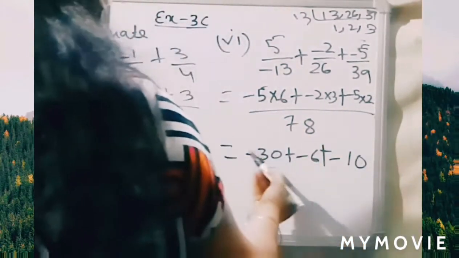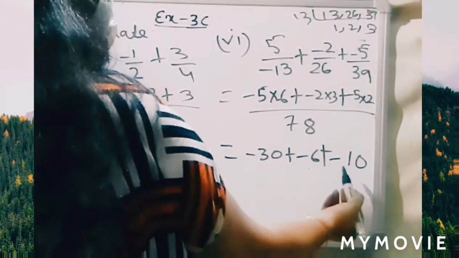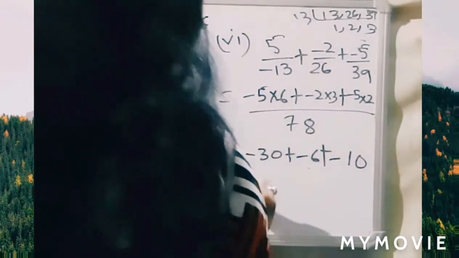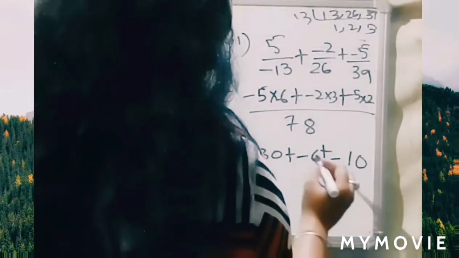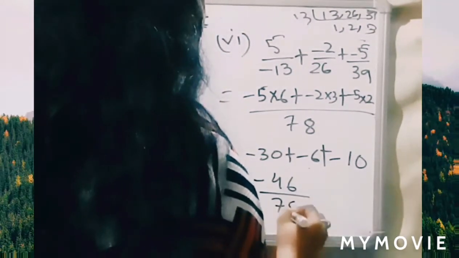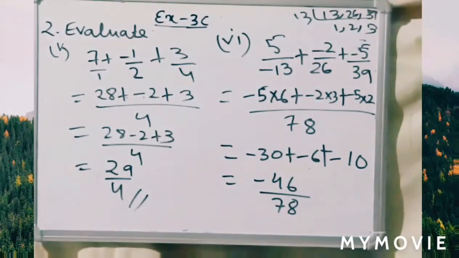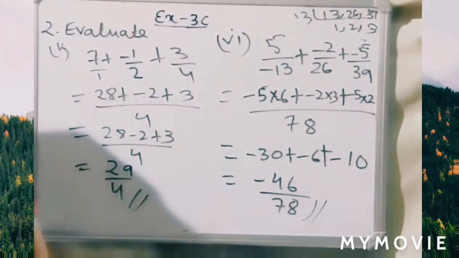So class, tell me, minus minus plus, again minus sign will be there, again plus minus will be minus. So all you have to add. 30 plus 6 is 36, plus 10 is 46. 46 by 78. You can cancel with 2 in order to make it into the standard form. This is your answer. And the rest of the questions are homework.